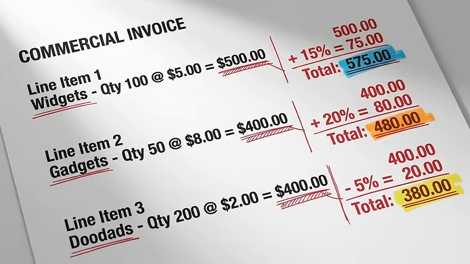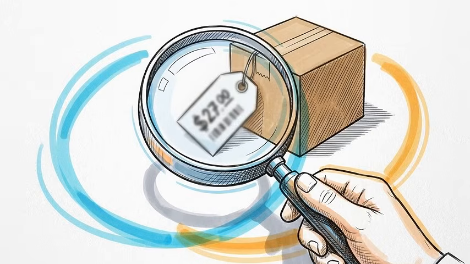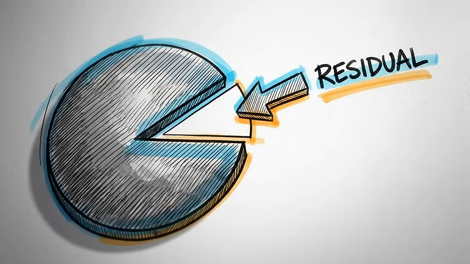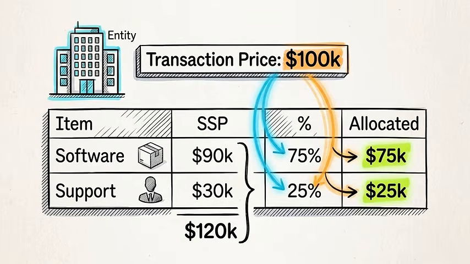Step 4 requires the entity to allocate this transaction price to the specific performance obligations identified in Step 2. This allocation is done proportionally, based strictly on the relative standalone selling prices of each obligation. If a standalone selling price is not directly observable in the market, the entity must estimate it. This is typically done using an adjusted market assessment, an expected cost plus a margin approach, or in highly variable cases, a residual approach.